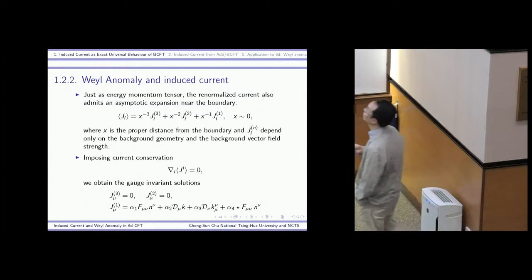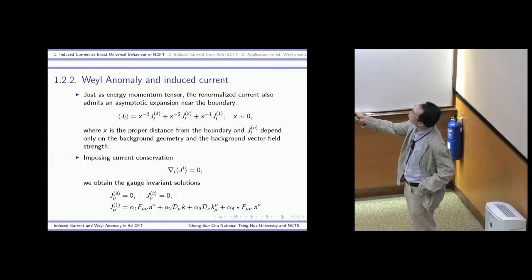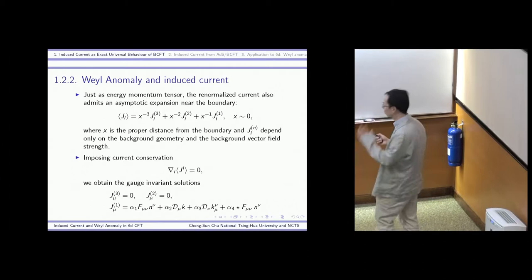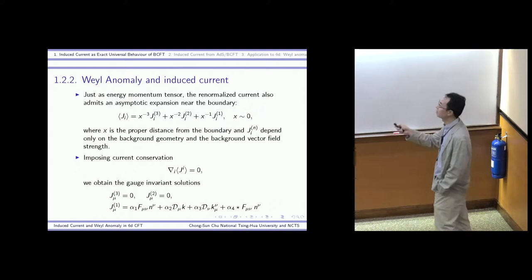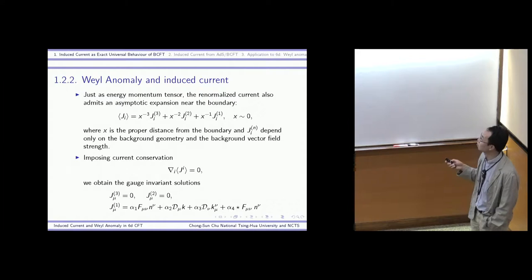The current is similar to the stress tensor. It's just that instead of a two-form, you have a one-form, not a second rank tensor. And it's conserved also, so using the conservation law, we can do the same trick. We can determine which terms are consistent with the conservation law. So these are the terms. There will be some F, the background F, and for example, this K. These are the curvature of the boundary. These are consistent with symmetry, but that doesn't mean they exist. Whether the coefficient is zero or not depends on the physical mechanism or the system.